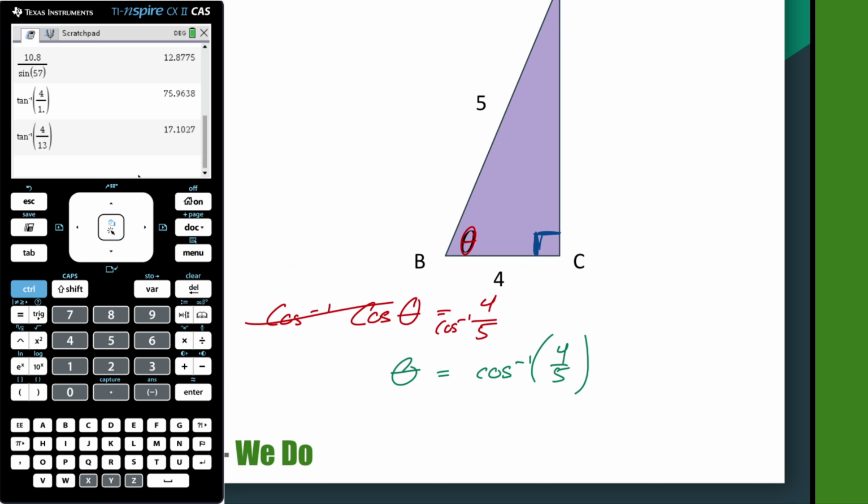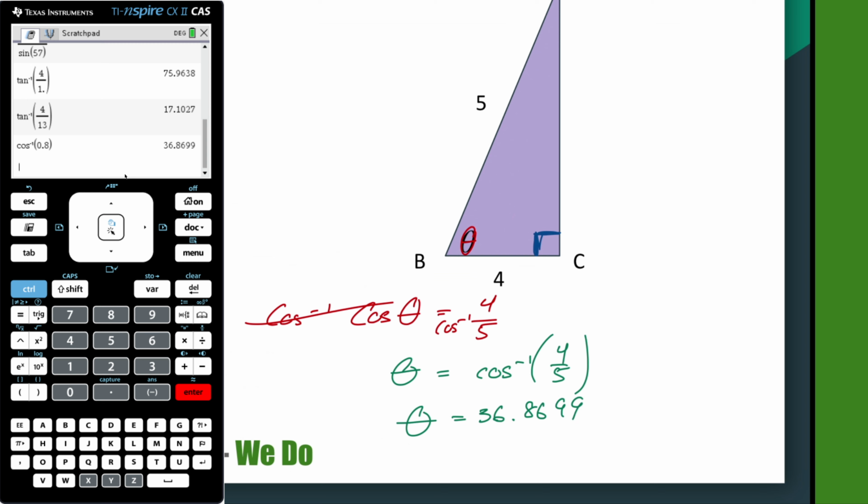Okay. So we go to our calculator. We plug that in. So we have the inverse cosine of 0.8. Really, that's the same thing as 4 over 5. Plug that in and we get theta is equal to 36.8699, or just approximately 36.87 as your answer. Now this symbol theta, you're going to see this a lot in trig, and that's how we call it. We call it theta. It is really no different than just a variable.